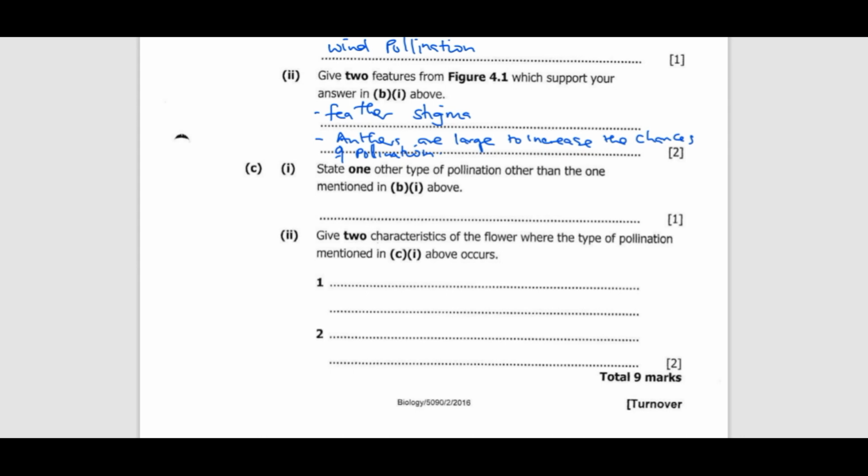So C, state one other type of pollination other than the one mentioned in B1 above. So the other type of pollination is insect pollination, because we have wind, so this is now insect pollination.